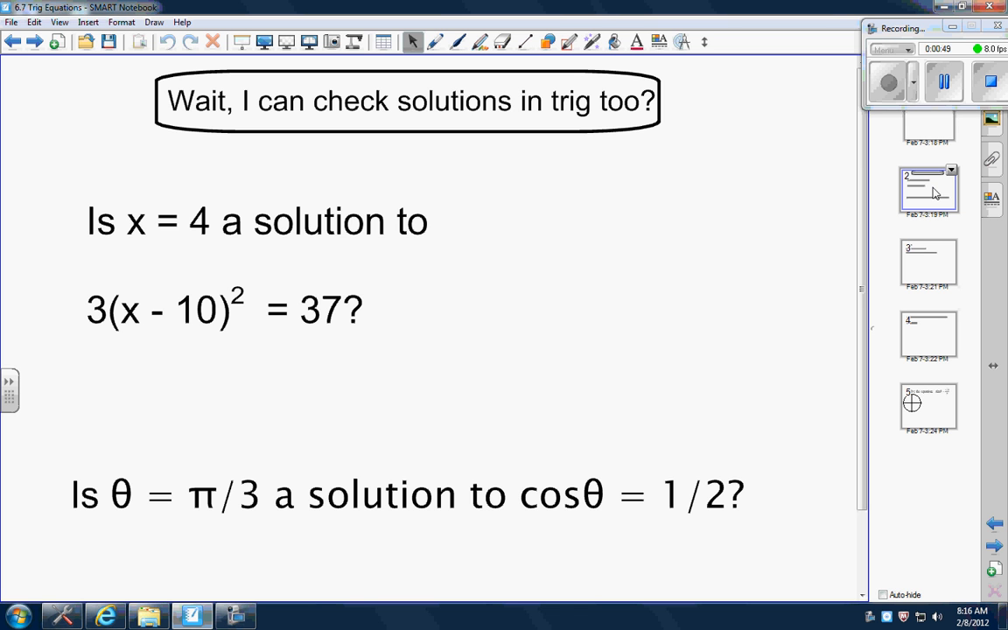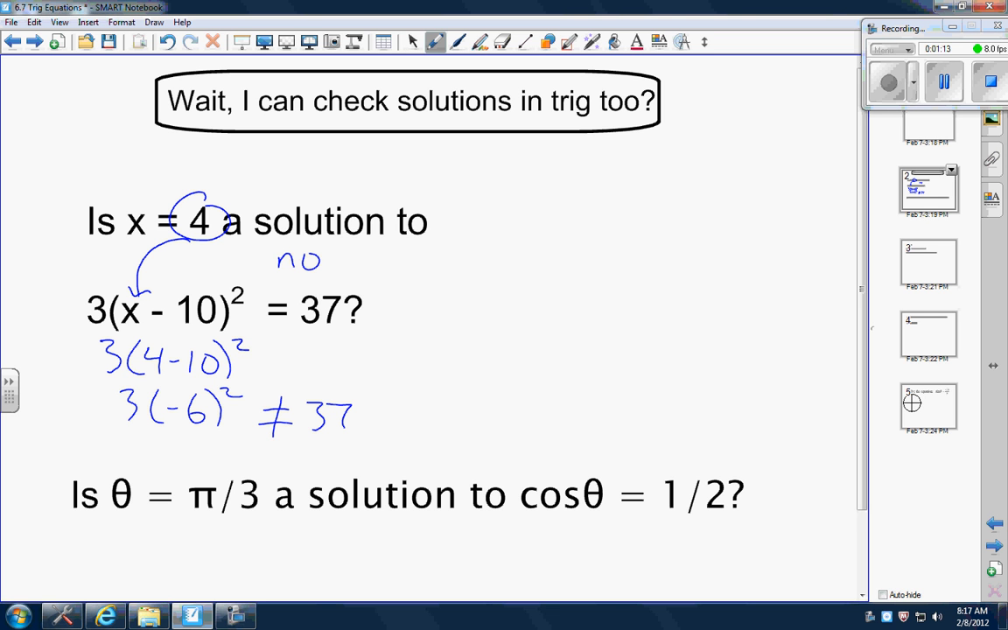So you guys have seen questions like this: is x equals 4 a solution to whatever? All you would do is say, okay, it's a yes/no question. I'm going to go plug a 4 in. We can clearly see that's not equal to 37, so we'd say no. And you guys can use everything you've learned in Algebra 2 and College Algebra, and you could actually solve this.